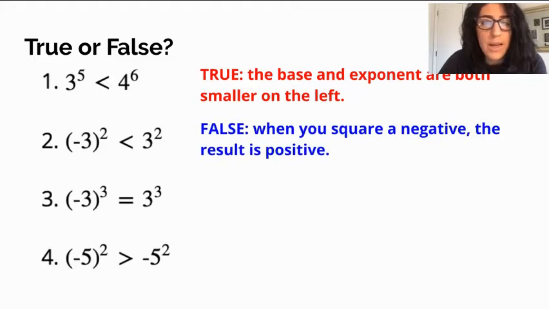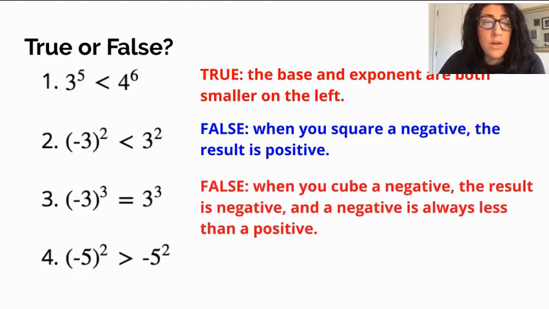When you square a negative, the result is positive. So -3 times -3 is a positive 9, and 3 times 3 on the right side of that inequality is also positive 9. So those are actually equal to each other. The next one is again false because when you cube a negative, the result is negative. So on the left side, that would result in a negative answer, and on the right side, it will be a positive answer. So we would say that that's false, and it would actually be less than.